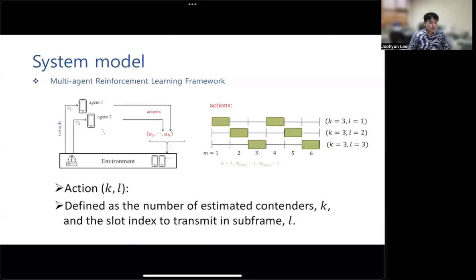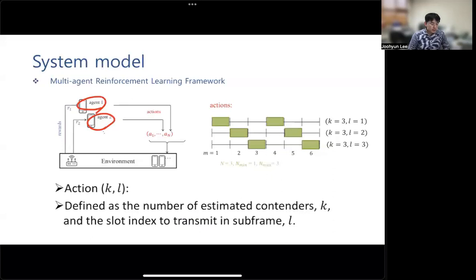But we want to use a fully distributed multi-agent setting, so that there's no control overhead between agents or APs. So the difference is that now we have different agents, and each agent selects or chooses its own action separately. So for agent one, all the other agents' actions will be regarded as the environment.